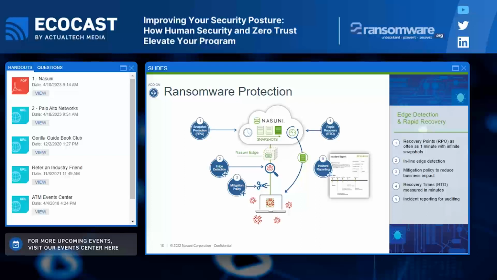With Nasuni's ransomware protection solution, it's continuously looking at the edge for any anomalies or file changes that occur there. So if a few files are encrypted with a ransomware signature, very quickly an incident will be created and notifications will be sent to all of your administrators. And this is looking at individual files at the edge.